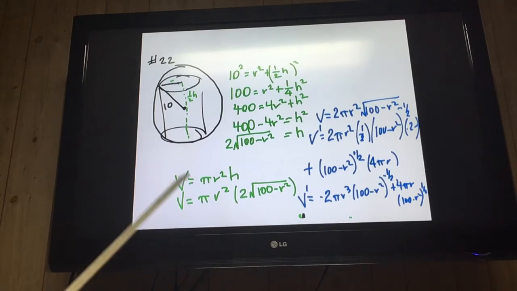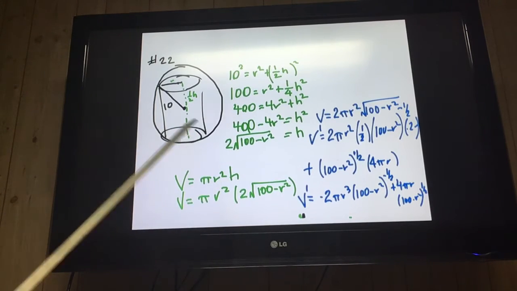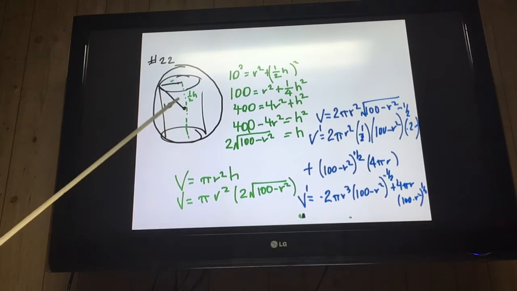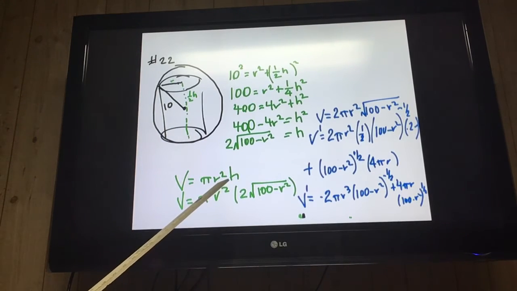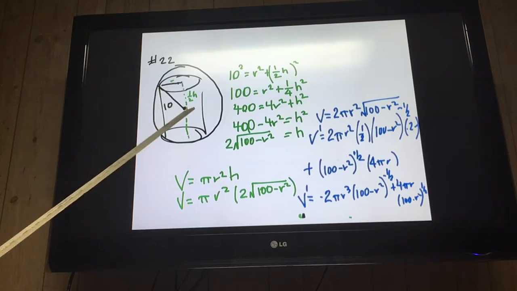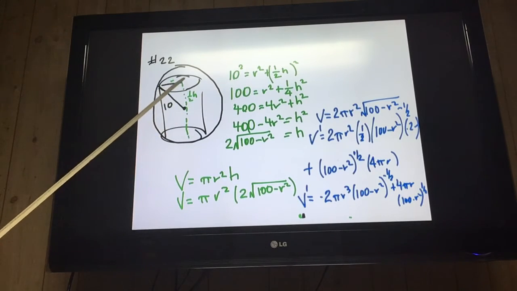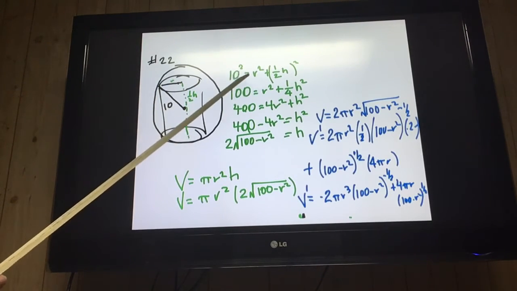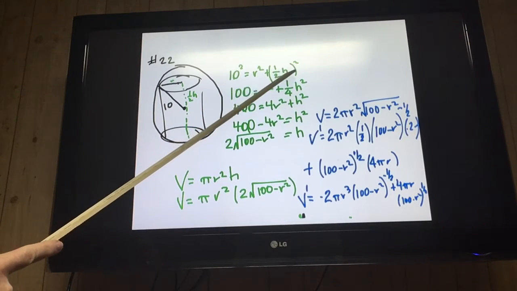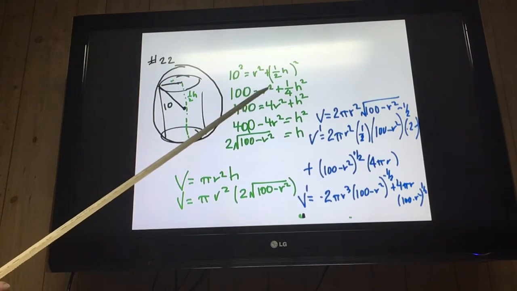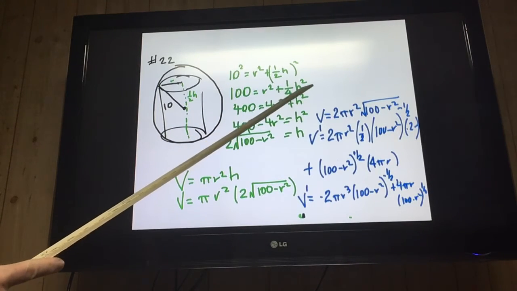The volume of a can is pi r squared, the area of the base, times the height. Pi r squared h. So what I need to do is find a relationship between h and r squared. Well, if I notice here, I have a right triangle. And what do I know about a right triangle? Pythagorean theorem: hypotenuse squared equals leg squared plus leg squared. So 10 squared equals r squared plus (1/2 h) squared. When I square it, I get 100 equals r squared plus 1/4 h squared.